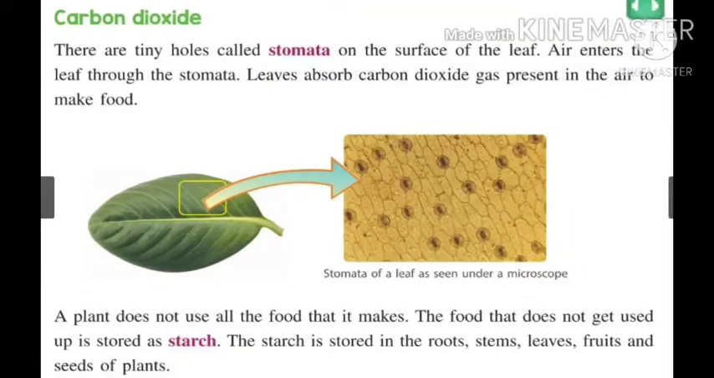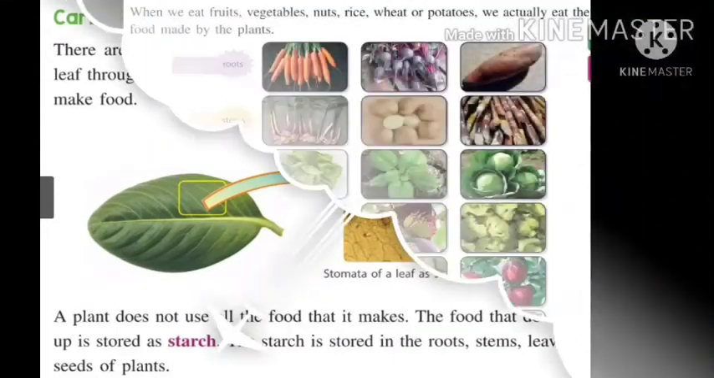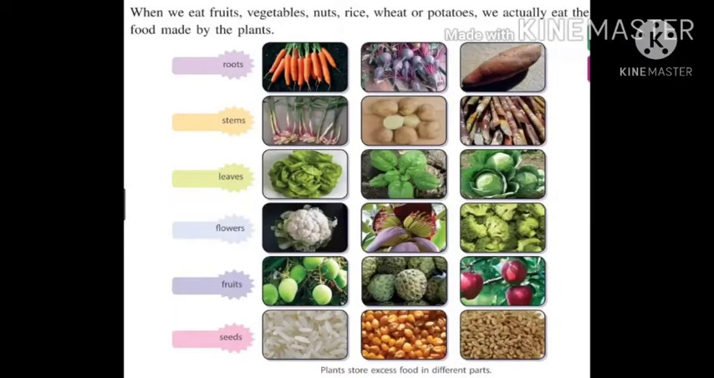So the plants prepare their own food. They prepare and they use it, but they do not use the whole food at a time. The remaining food they store as starch. Where do they store it? They store that starch in their roots, stems, leaves, fruits and seeds. Now I will give some examples of where plants store their food.